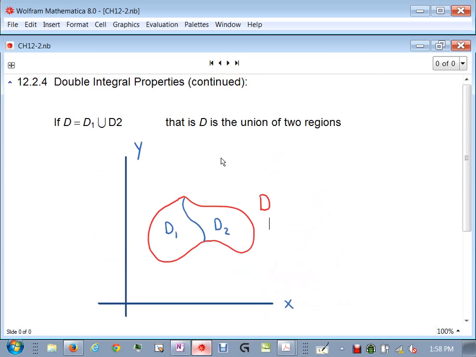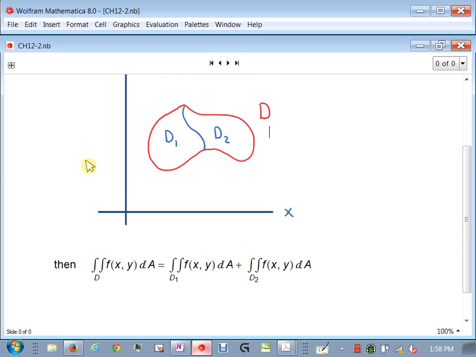All right, next, some properties of double integrals. If capital D is the union of 2 separate regions, D1, D2, then the double integral over the whole thing is equal to the double integral over D1 plus the double integral over D2. Does that make sense geometrically? You just take your region, break it up in 2 pieces, then all you have to do is find those individually, add the 2 answers together.